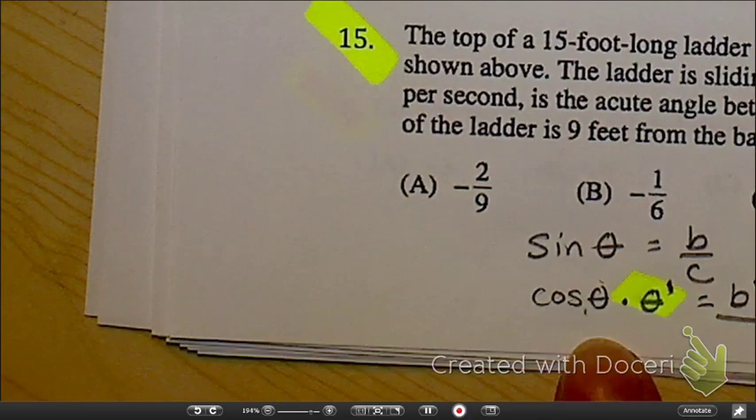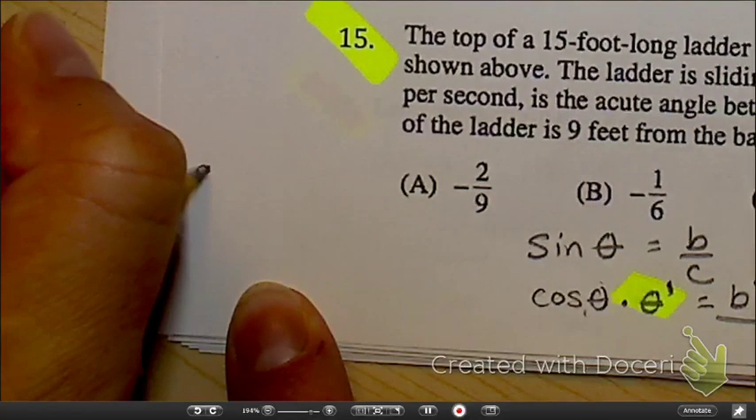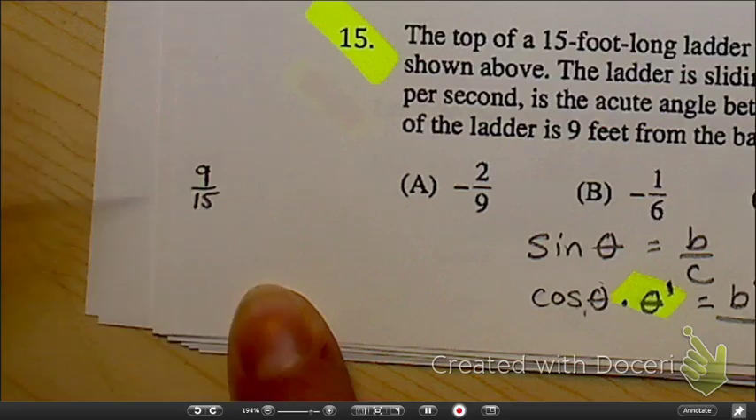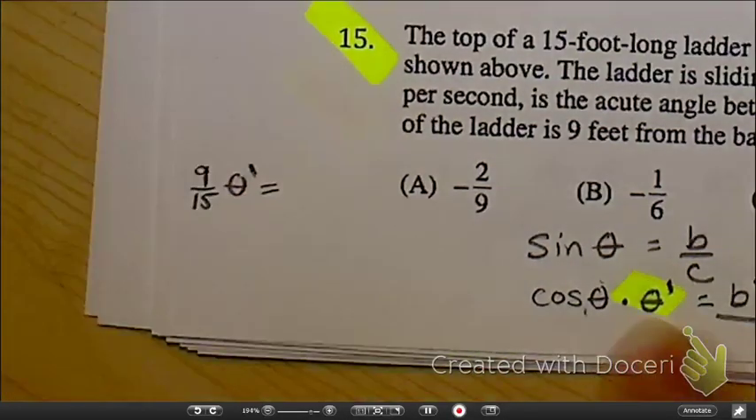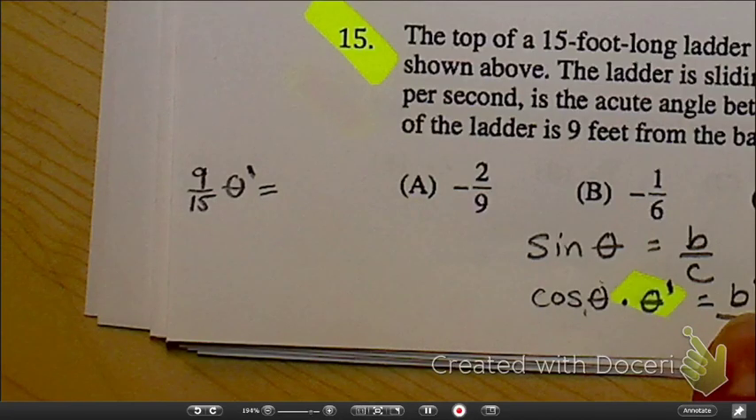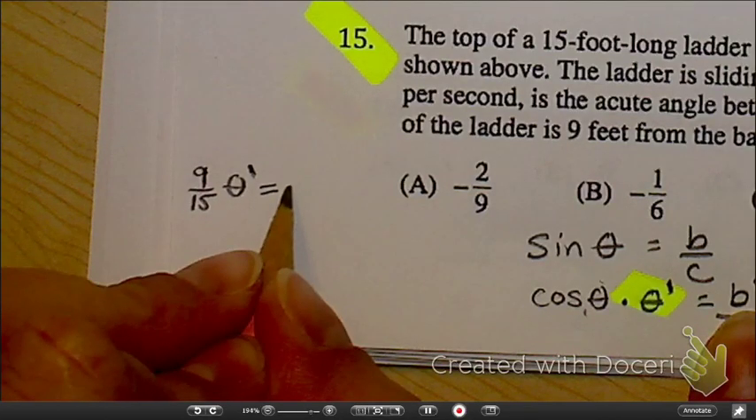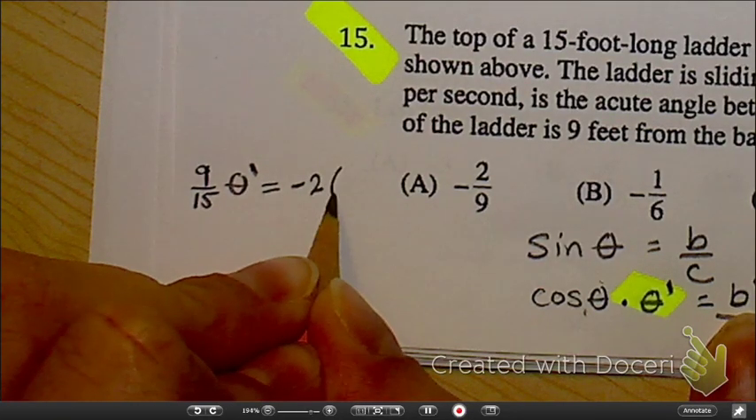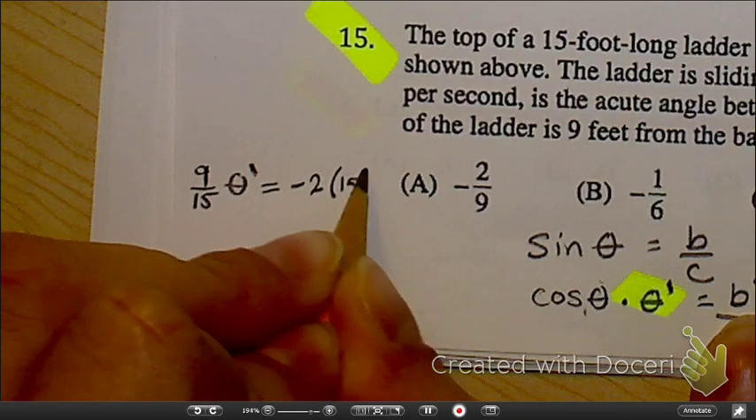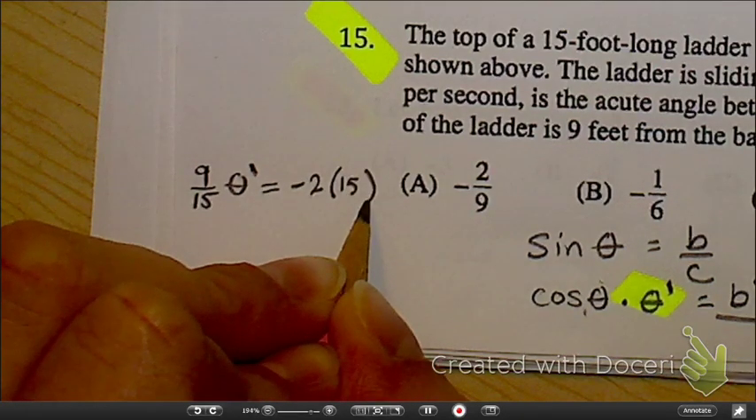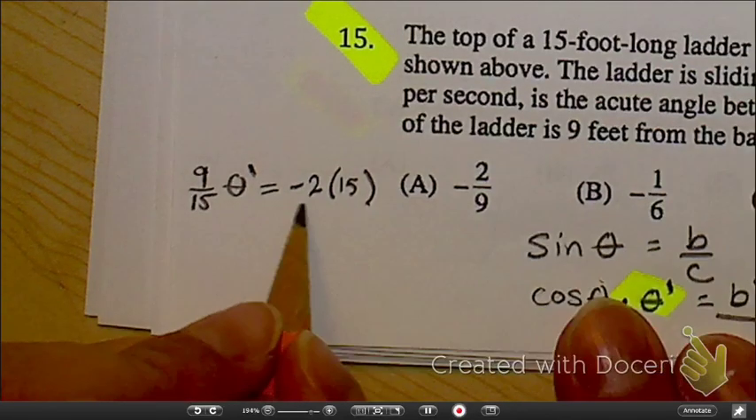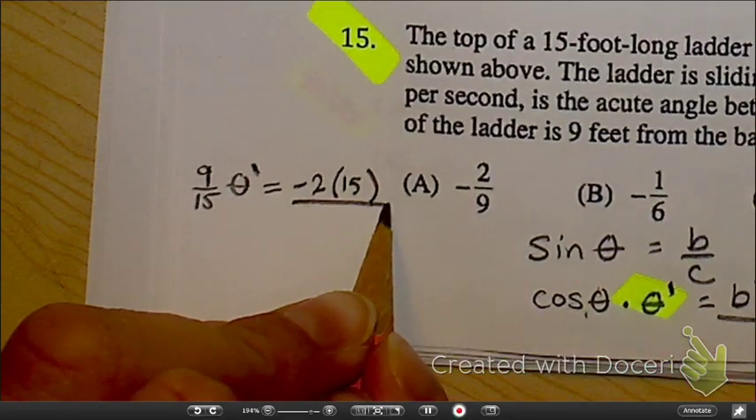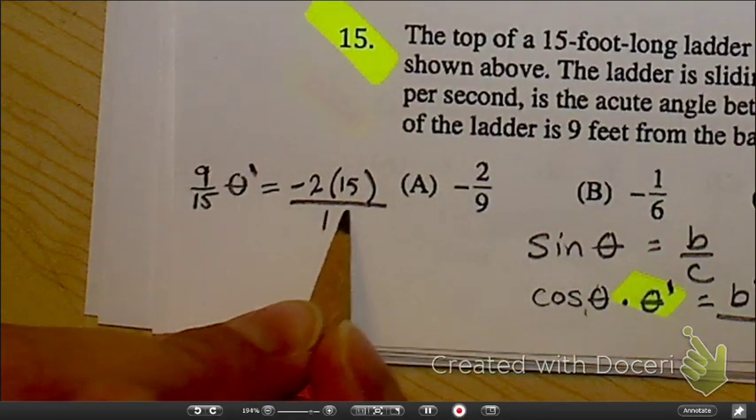All right, we know that cosine of theta was 9 over 15. I'm solving for that theta prime, so I'm going to leave theta prime there. For b prime, I know that b prime is -2. I know that c is 15. For that next term, I have b times c prime. Well, b is 12 and c prime is 0, so 12 times 0 is just 0, so I'm not going to even include that next part. And then all over c squared. So c squared would be 15 squared.